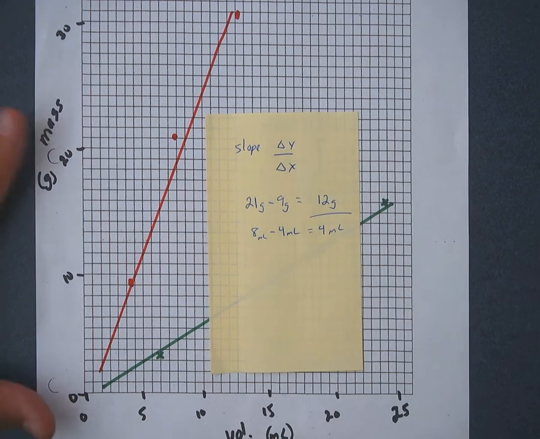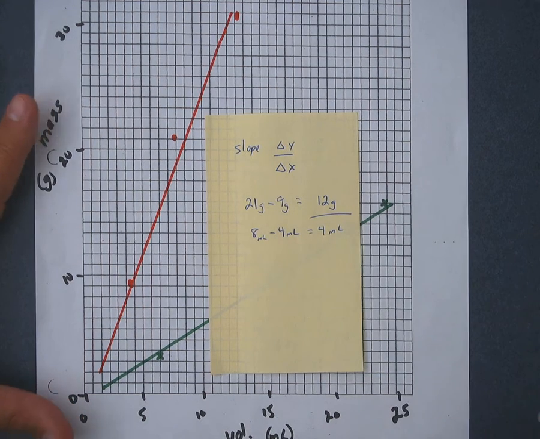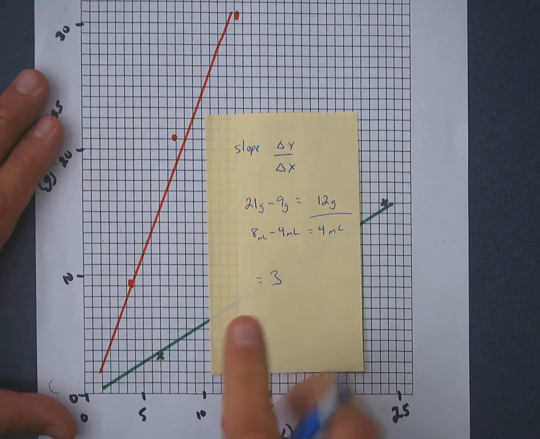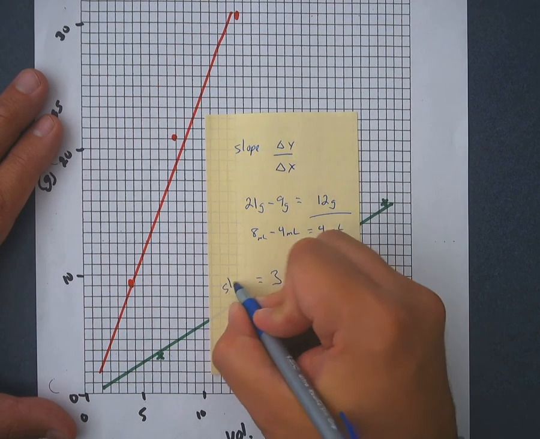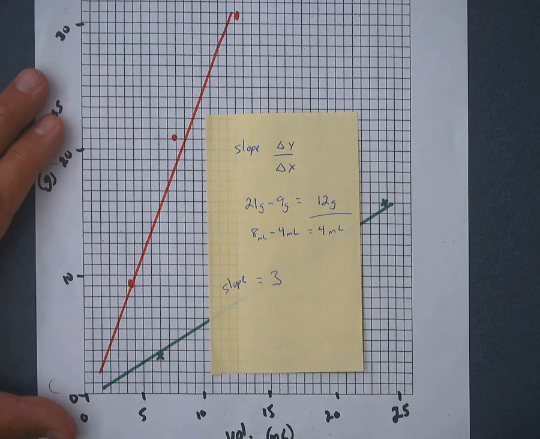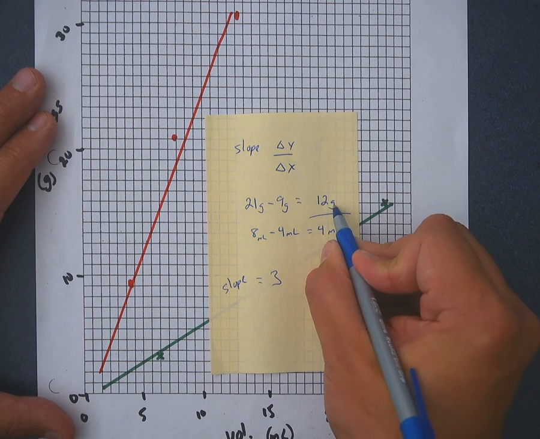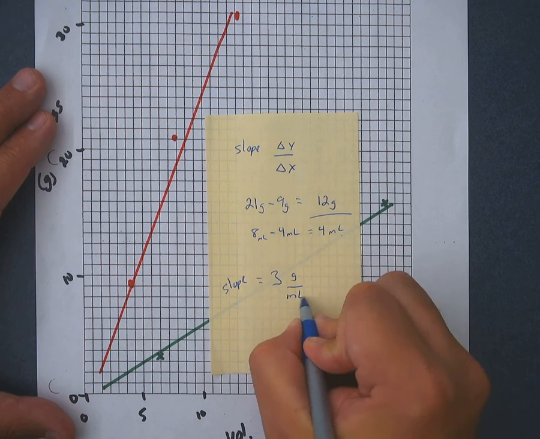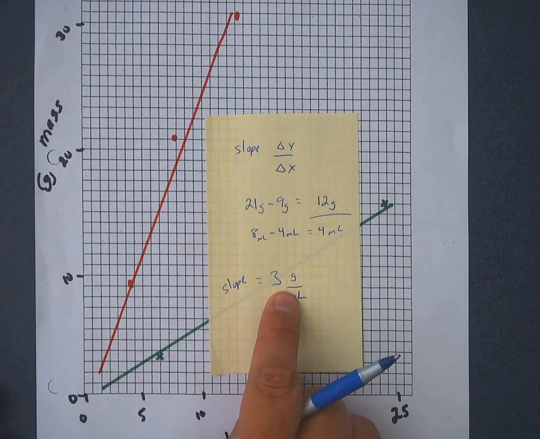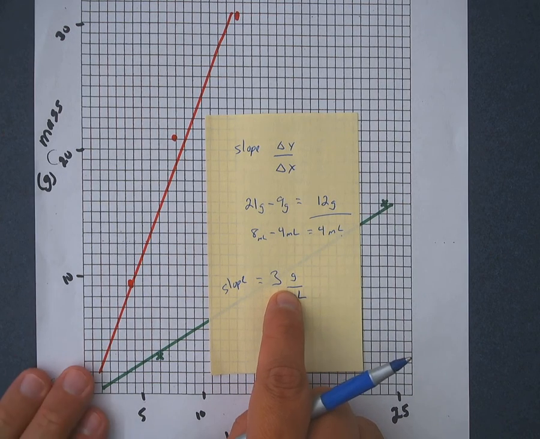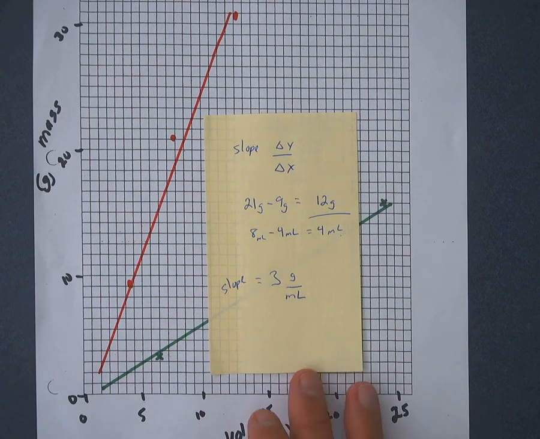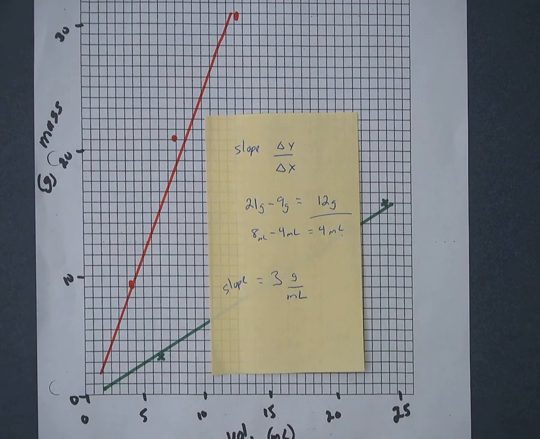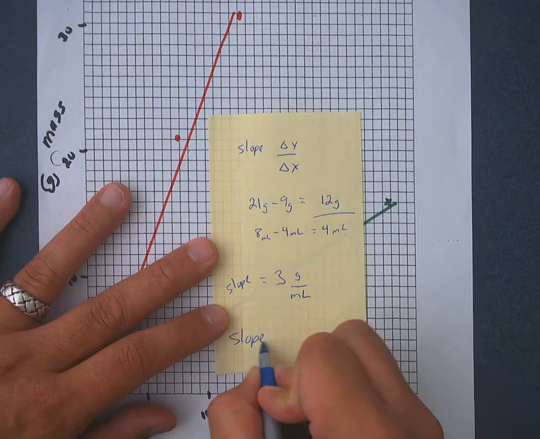If I take the grams and divide by milliliters, 12 divided by 4 equals 3. Now, this is the slope, right? But slope always has units. The g is still on the top and the mL is still on the bottom, so the units are grams per milliliter. In this case, our slope is 3. If the units are grams per milliliter, and we just learned that grams per milliliter are the units for density, we now know that the slope equals density.